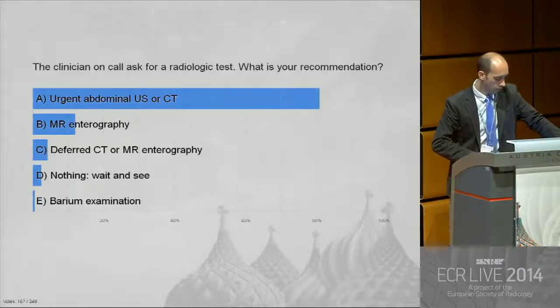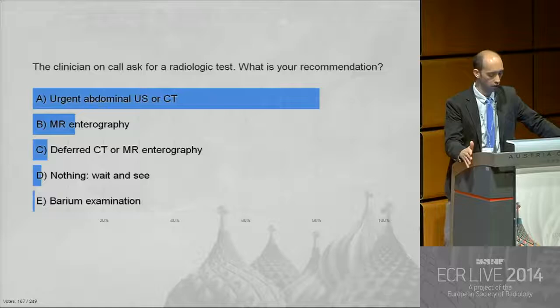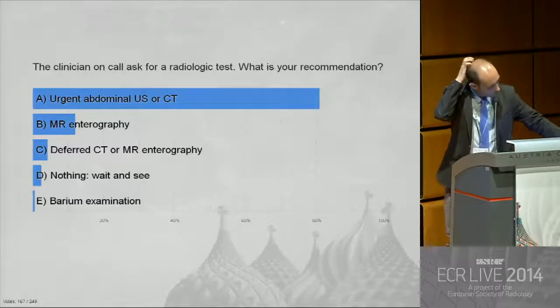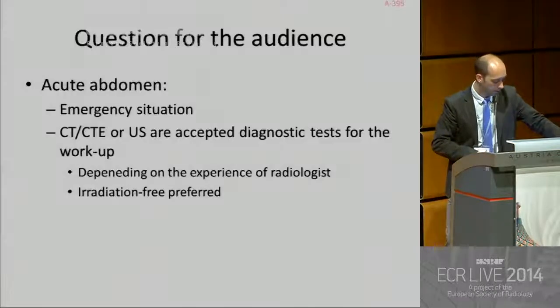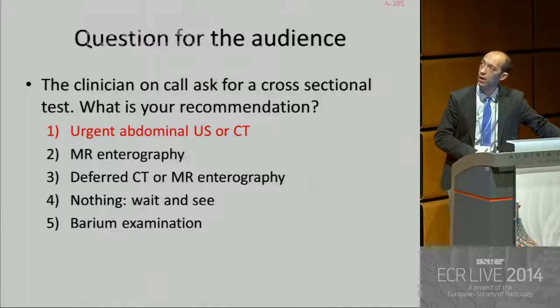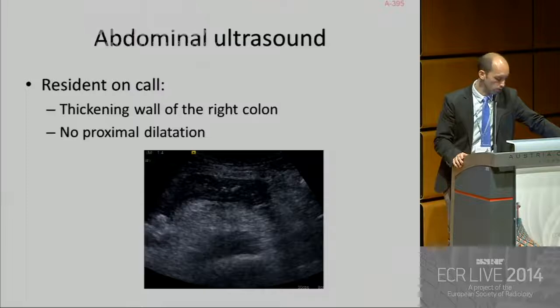It's an acute abdomen, it's an emergent situation, and ultrasound is the most preferable, but if we don't have enough experience or there is reasonable suspicion of complications, CT is an accepted diagnostic test for the workup of the patient. It's highly dependent on the experience of radiologists, and ultrasound is preferred. MR enterography is ideal for this patient, but rarely is available in the emergency situation. So this is what we did. Barium, of course not, and we cannot wait and see with this patient.